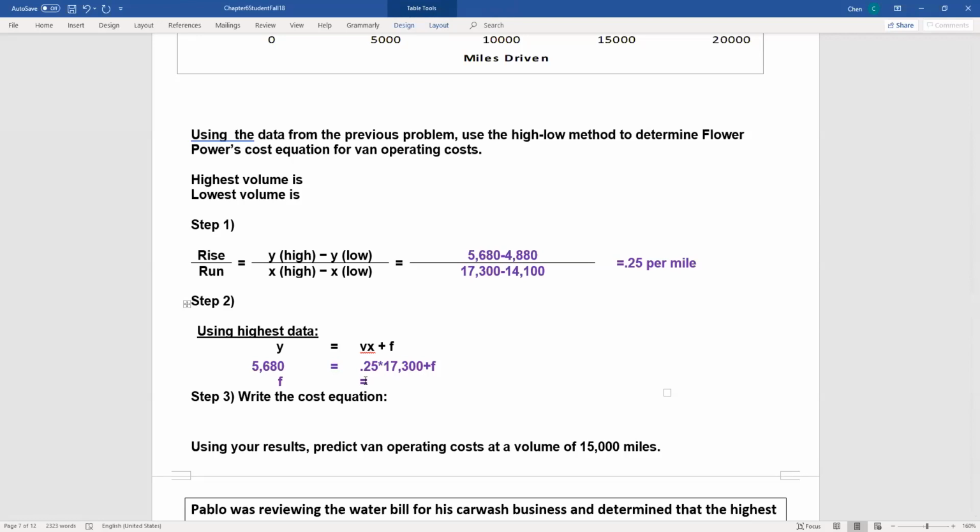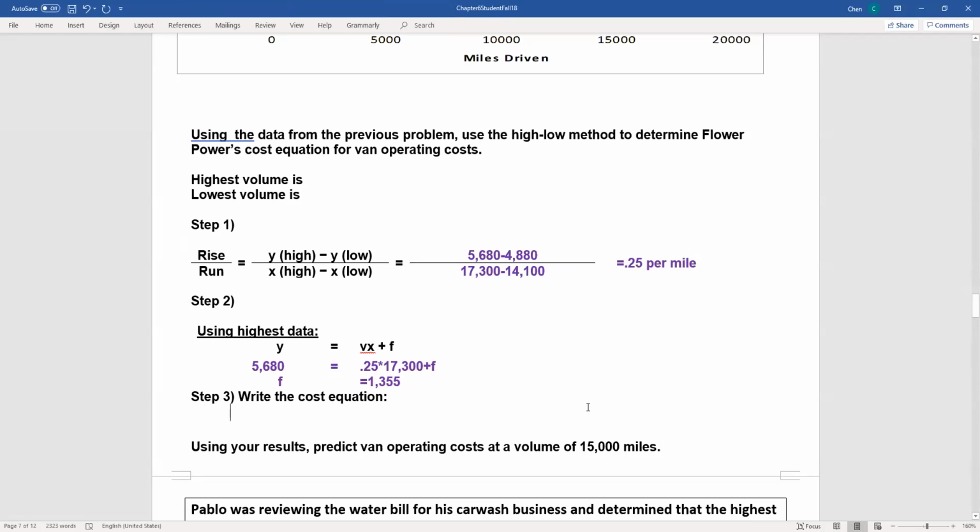Equal to 1,355, okay, by solving this F. So now we have both V and F.